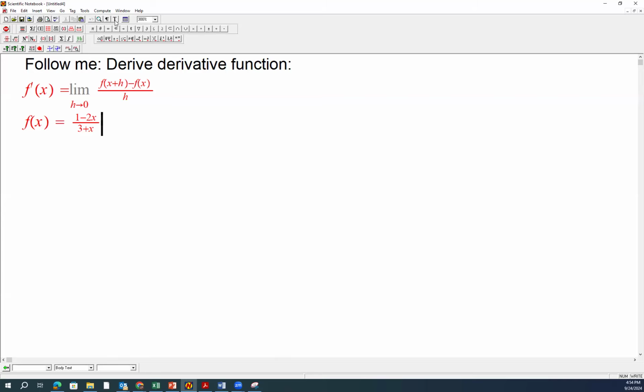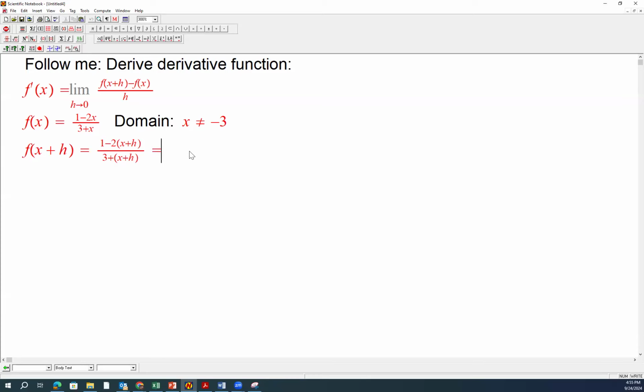Okay, so we're gonna get started. Before we get started, what's the domain? The domain of this function apparently is x cannot equal -3. Okay, and let's get started. f of x plus h equals f of x, where every x will be replaced by x plus h. Every x is replaced by x plus h.